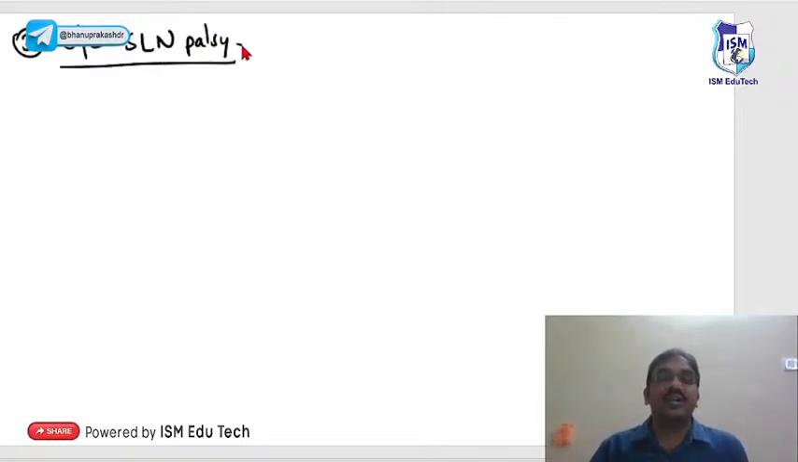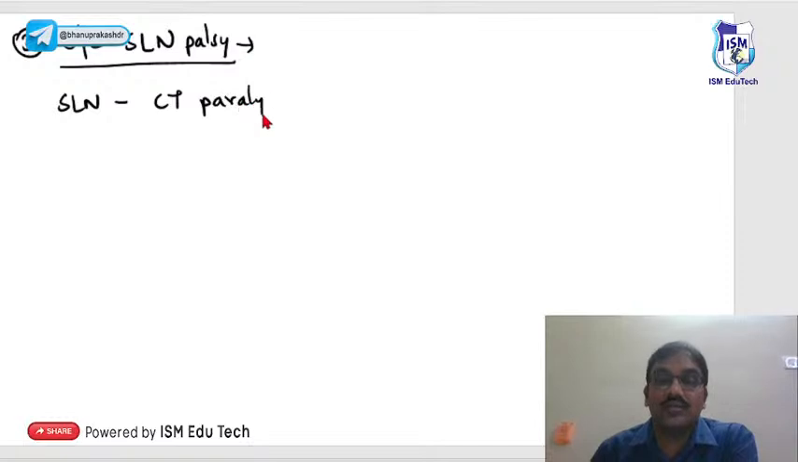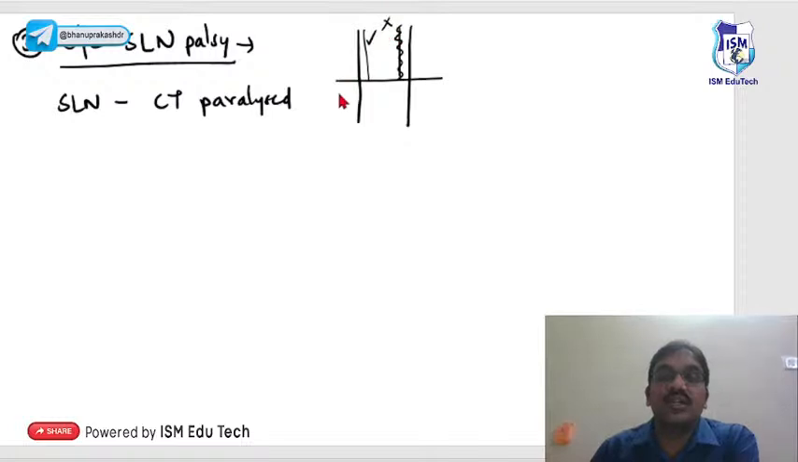So again, simple. Again, just think. Here, one-sided SLN palsy means the cricothyroid is paralyzed on one side, and on that side the laryngeal mucosa is also paralyzed. On the other side it is normal. So again, partial aspiration risk is there. Not total aspiration risk. Partial aspiration risk is there.